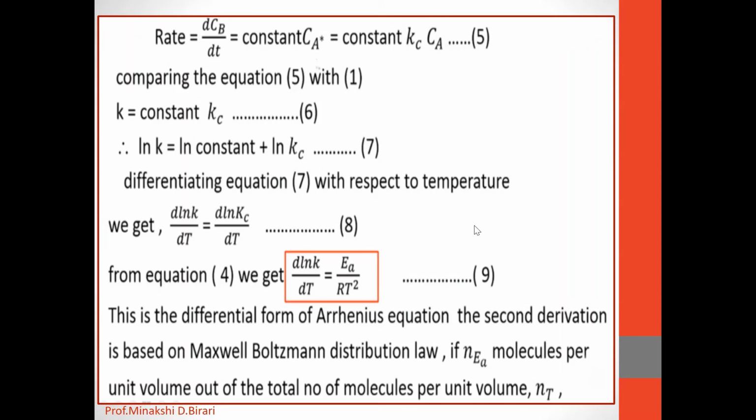So this is the differential form of Arrhenius equation, that is d ln K upon dT is equal to Ea upon RT square, where Ea has the dimensions of energy per mole and is the heat of formation of 1 mole of activated complex according to equation number 4.